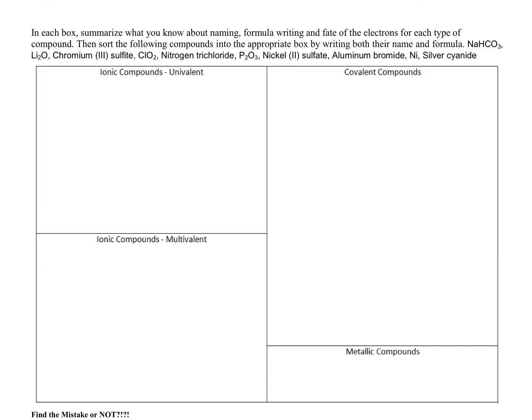Next, we're going to identify and separate our ionic compounds that are univalent, our ionic compounds that are multivalent, covalent compounds, and metallic compounds. First, I want you to summarize everything you know about the naming, the formula writing, and the fate of the electrons in each type of compound. Once you've written as much as you can about how to do the naming, how to do the formula writing, and what the electrons are doing in each of these, then I want you to sort through these compounds and write both their name and their formula under the correct category.